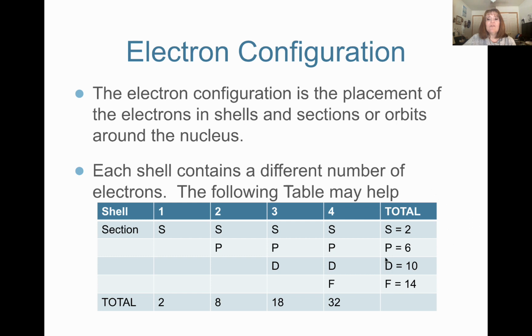And you'll notice the totals on the far right-hand side tell you that the S section will only hold 2, the P section holds 6, the D section holds 10, and the F section holds 14. So shell 1 has 2, shell 2 has 8, shell 3 has 18, and shell 4 has a total of 32 electrons that it will hold.